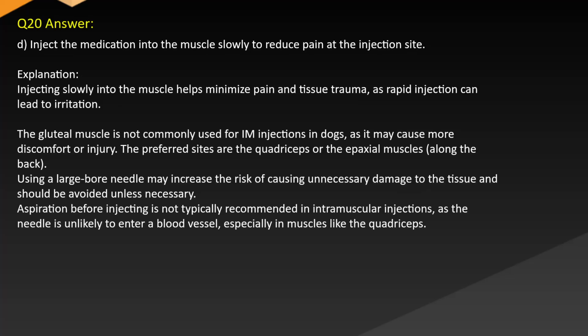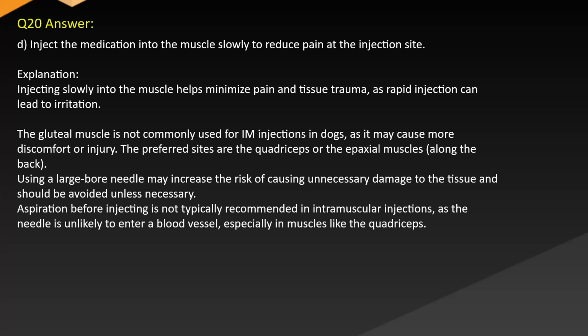Answer D. Inject the medication into the muscle slowly to reduce pain at the injection site. Explanation. Injecting slowly into the muscle helps minimize pain and tissue trauma, as rapid injection can lead to irritation. The gluteal muscle is not commonly used for injections in dogs, as it may cause more discomfort or injury. The preferred sites are the quadriceps or the epaxial muscles along the back.